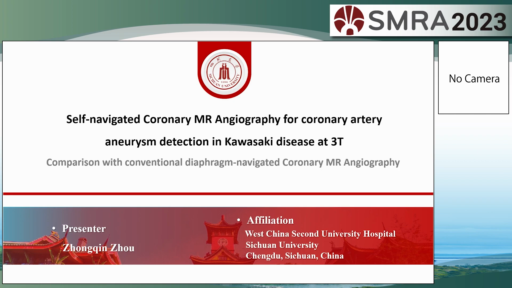Good morning, I'm Zhongqin Zhao from West China Second University Hospital. My presentation is self-navigated MRA for coronary aneurysm detection in Kawasaki disease at 3T, comparison with conventional diaphragm-navigated MRA.